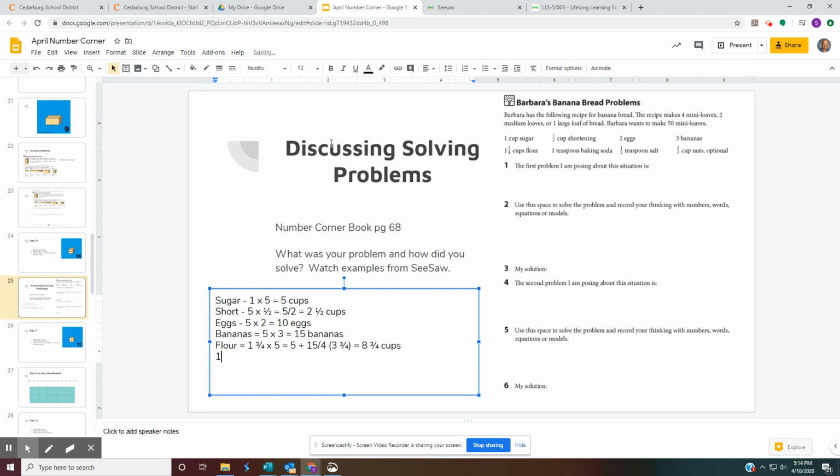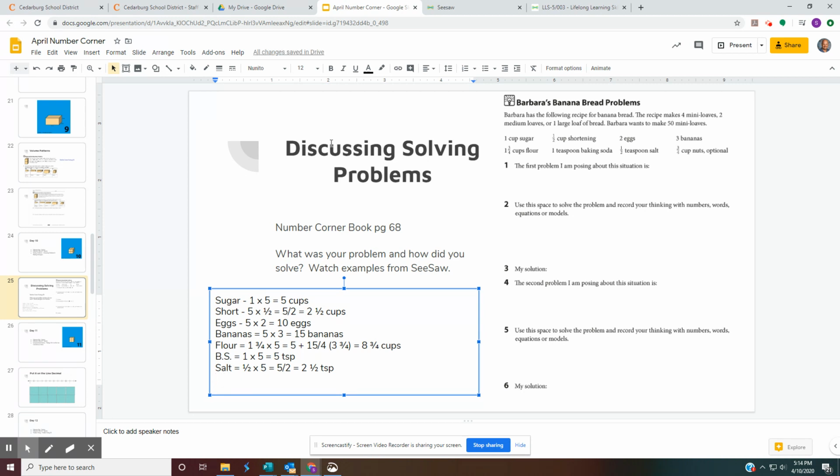1 teaspoon of baking soda. So I'm just going to put baking soda. And we need 1. So that is 1 times 5 again. So we need 5 teaspoons. We have salt, which we need a half a teaspoon of salt. So we are again multiplying a half by 5, and we get 5 halves, right? Just like our shortening, which will equal 2 and 1/2 teaspoons of salt.